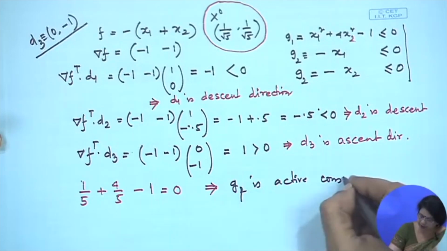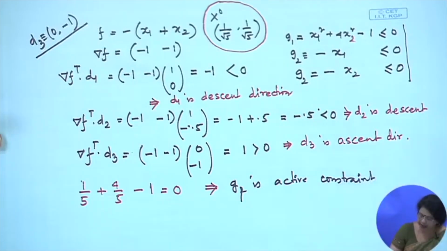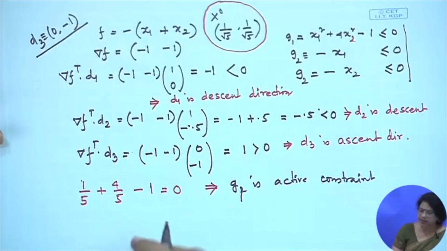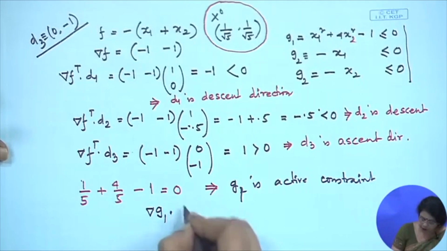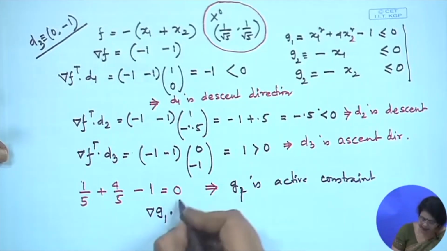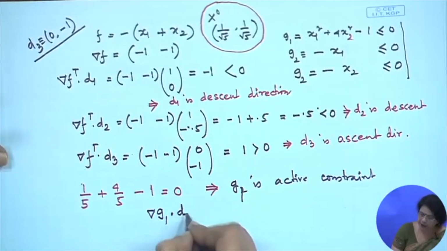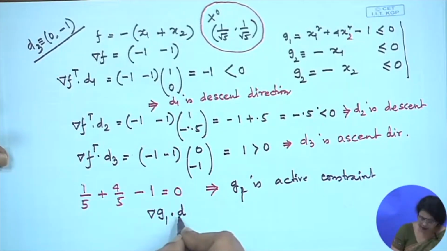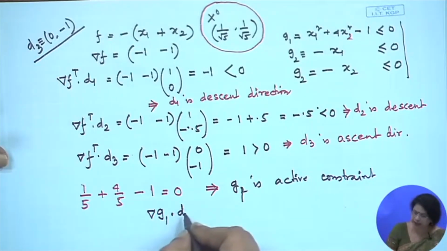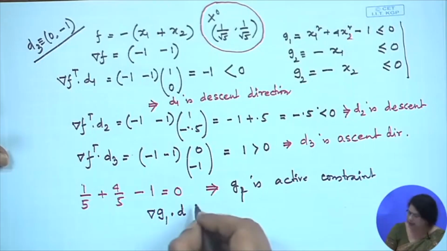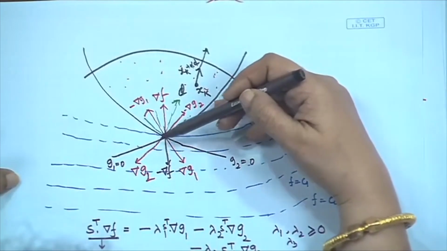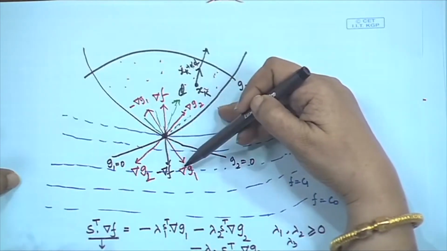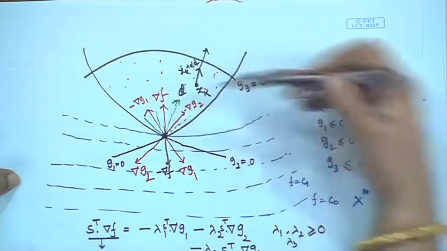G1 is the active constraint. If G1 is the active constraint, if we can prove that grad G1 dot D, that means grad G1 is making the obtuse angle with the direction of D, then we can say that, you see, this is my grad G1. Now, grad G1 with this direction, it is making the obtuse angle.